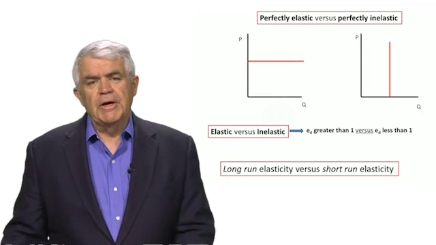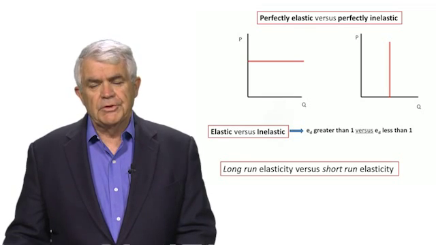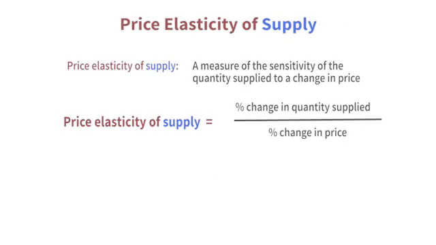So as I say, you can think about elasticity with respect to supply as well as demand. Let's look at supply and think about that for a few minutes. The price elasticity of supply is conceptually the same as the price elasticity of demand. It's a measure of the sensitivity of the quantity supplied to the change in the price. We measure it the same way, as the percentage change in the quantity supplied relative to the percentage change in the price. So that's a measure of that sensitivity.